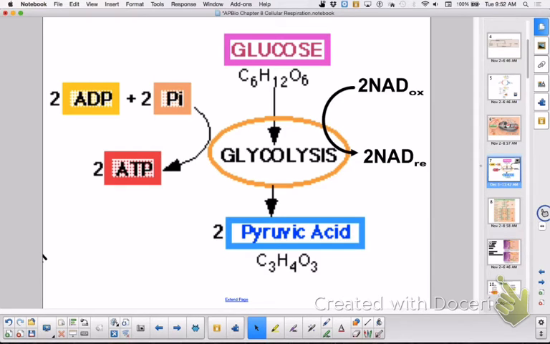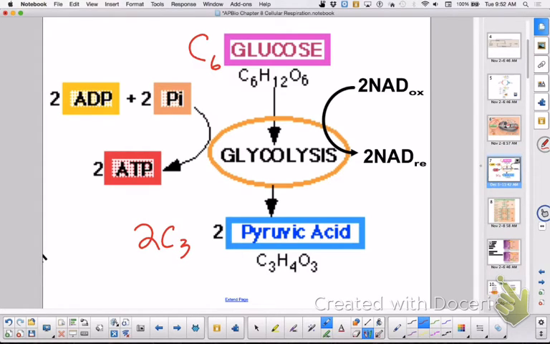And when you're done, instead of having one C6 molecule, if I break it in half, what will I have? 2 C3 molecules as a result of that. And that end product is called pyruvic acid, or another name for it is pyruvate. Okay? And so you can see here's a C6, and now I have 2 C what? 3s.